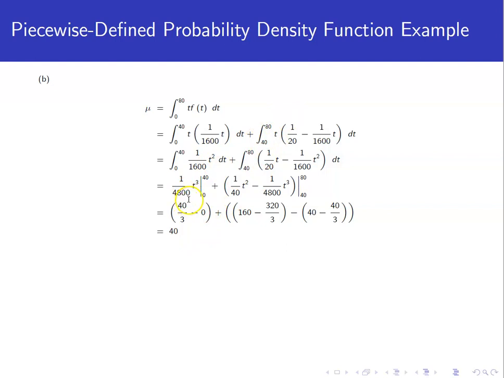The first integral is 1 over 4800 t cubed. The second one is 1 over 40 t squared minus 1 over 4800 t cubed. Plug in our endpoints and simplify, and we'll get that the mean is 40.